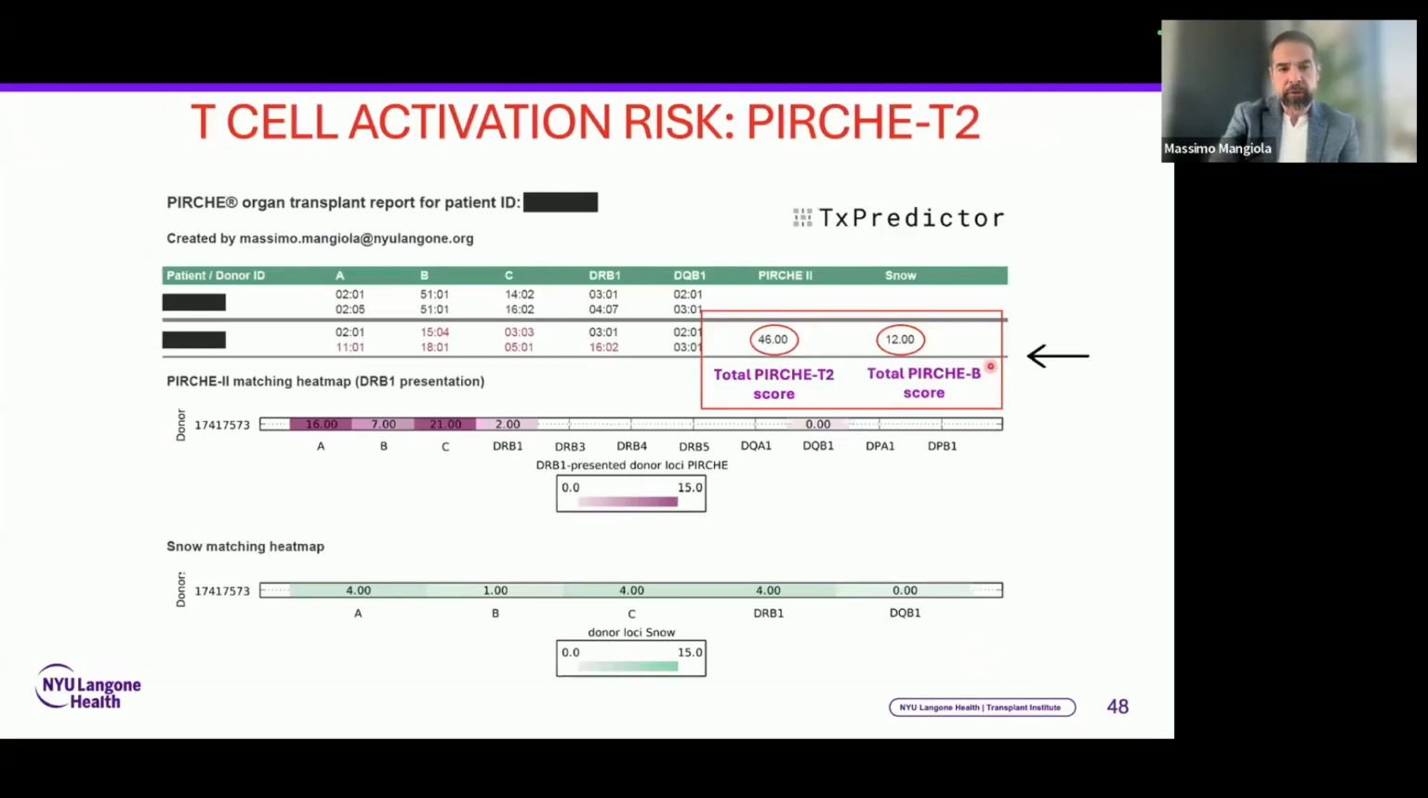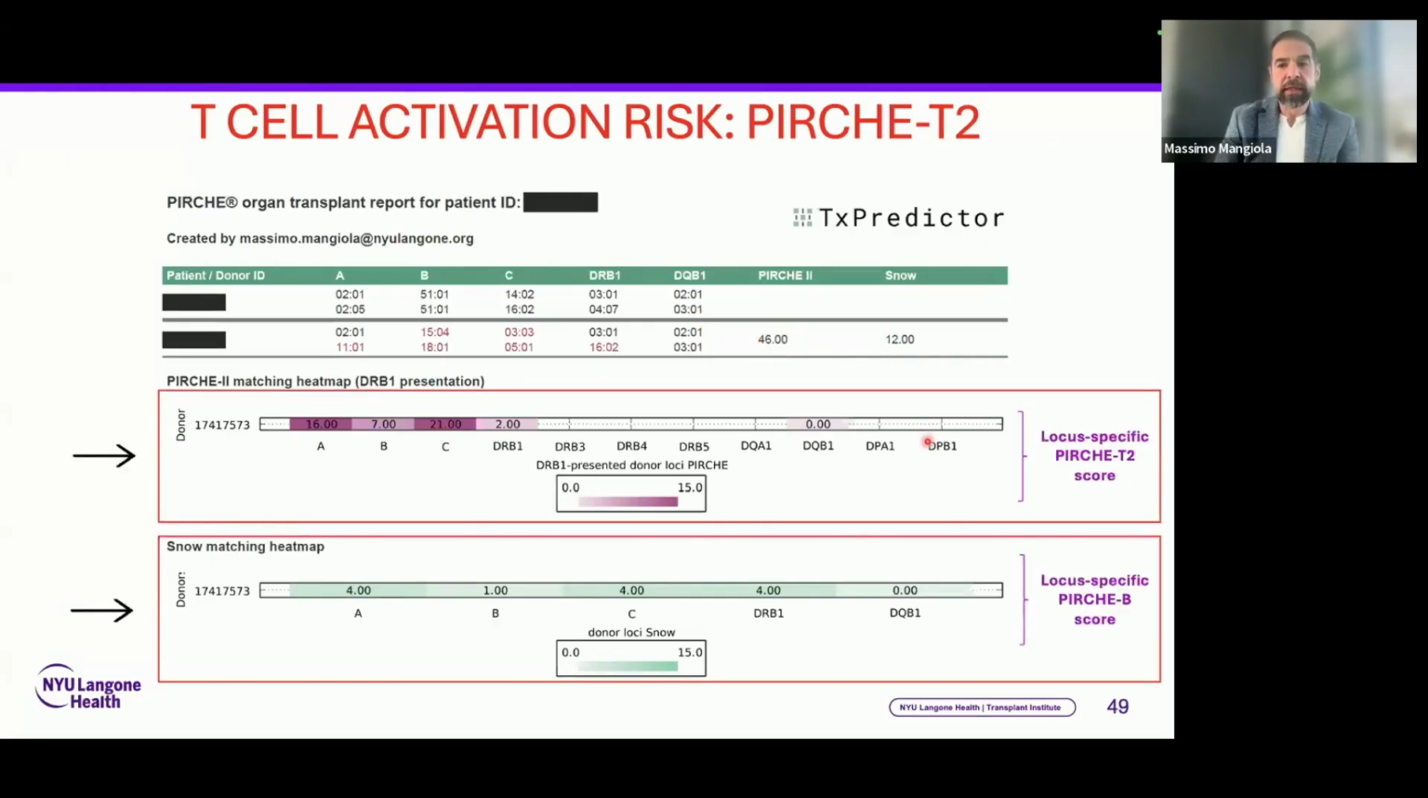You have the HLA of patient and donor, where you see in red what is mismatched. On the right-hand side, you have the total PIRCHE-II score and the total PIRCHE-B score. Below, you can see the locus-specific PIRCHE-II score and PIRCHE-B score. So you can see the contribution from HLA A, B, DRB1, and DQB1, all the loci, if this is what you want to do. And you can dive even deeper, perhaps if you want to do some study, or if you want to link a particular allele to the generation of a response, such as antibody-mediated rejection or de novo DSA.